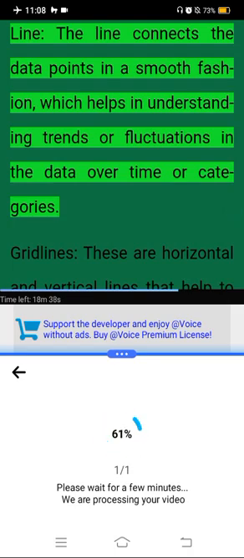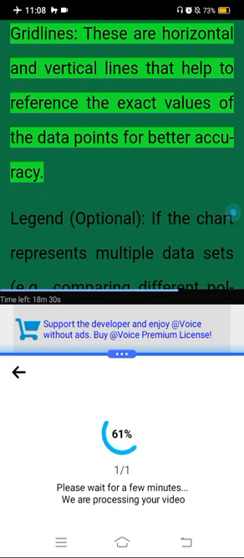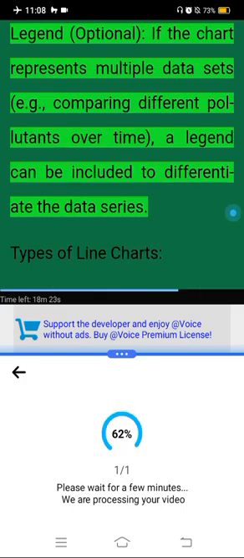Line. The line connects the data points in a smooth fashion, which helps in understanding trends or fluctuations in the data over time or categories. Grid lines. These are horizontal and vertical lines that help to reference the exact values of the data points for better accuracy. Legend, optional. If the chart represents multiple data sets, e.g., comparing different pollutants over time, a legend can be included to differentiate the data series.